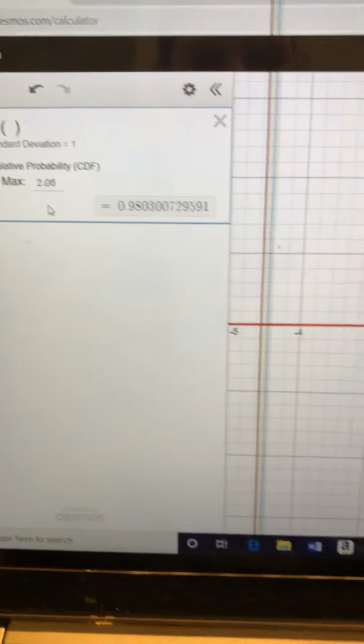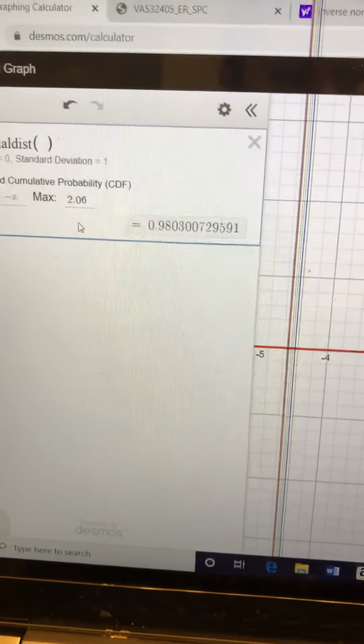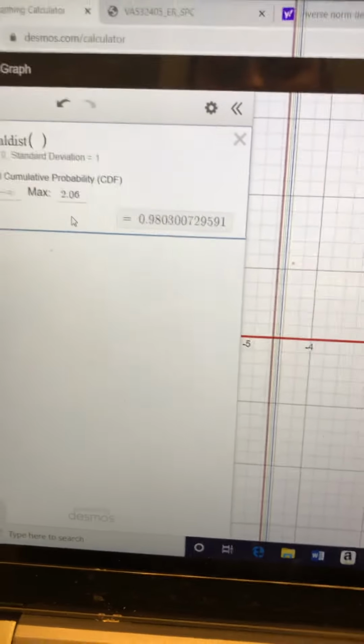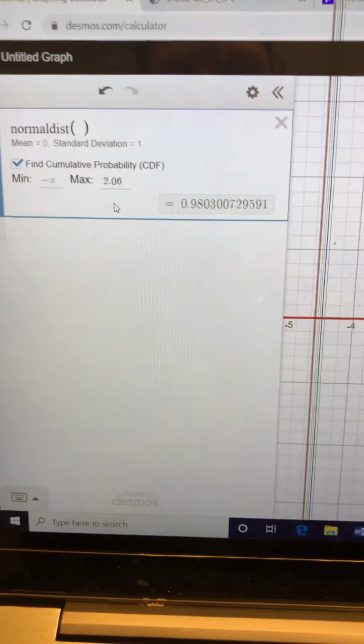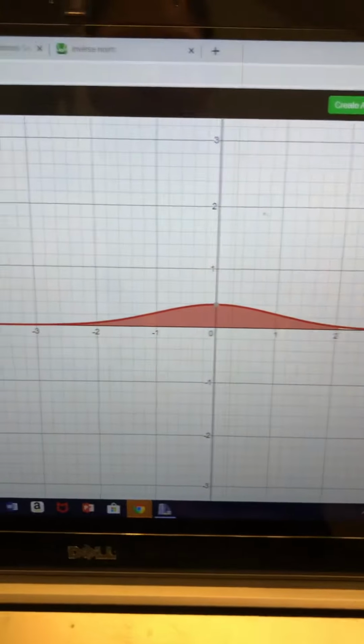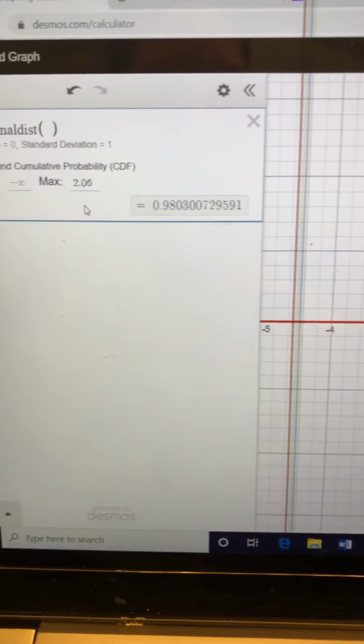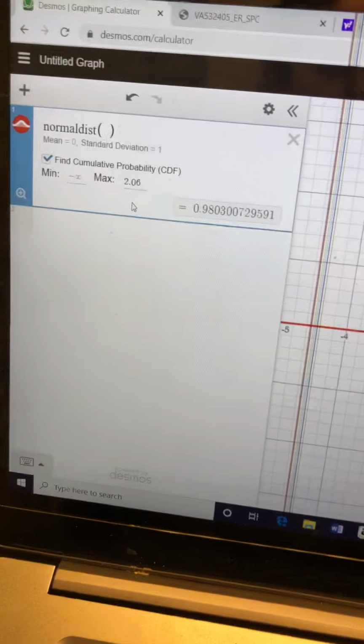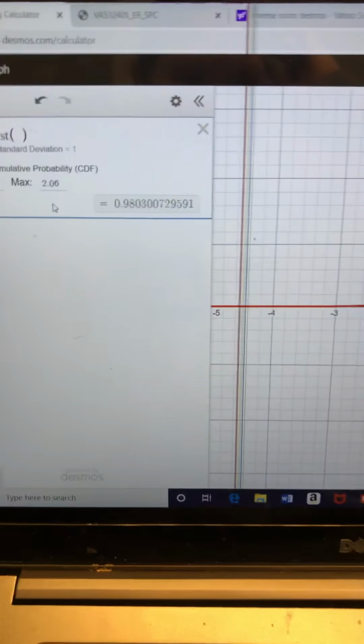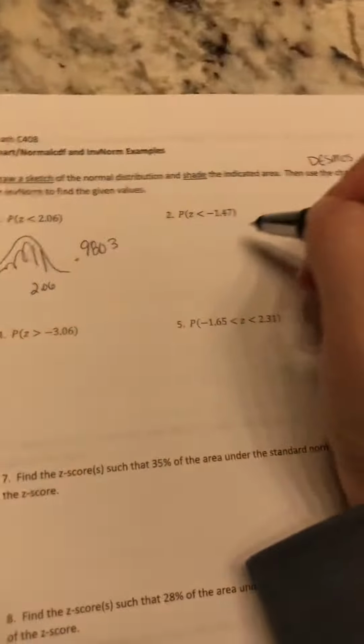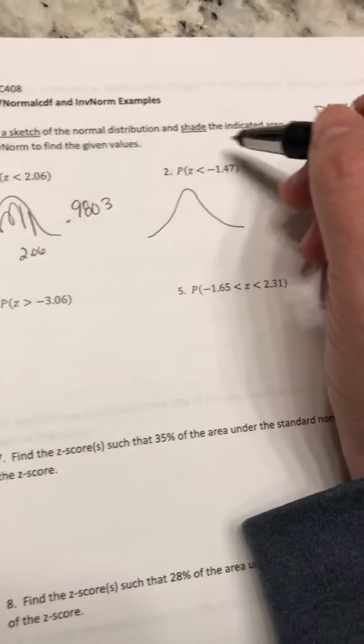On Desmos, it gives me 0.9803. They should all give you 0.9803, regardless of which way you do it. And like I said, it gives me a nice little picture here. Okay, and I'm not going to do it all the ways, just for the sake of time. So if you need to see another option, like the chart, if it gives you a different answer and you have a question about it, just send me a message, please.